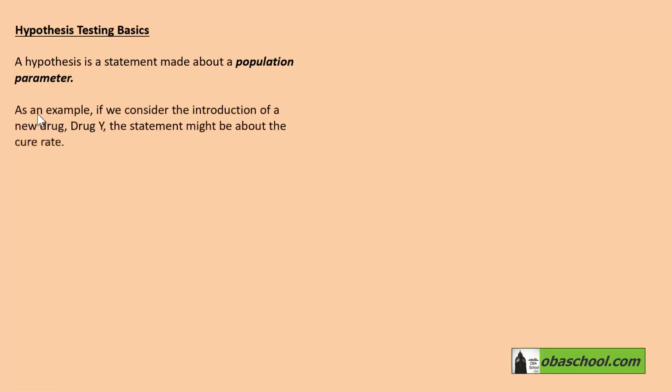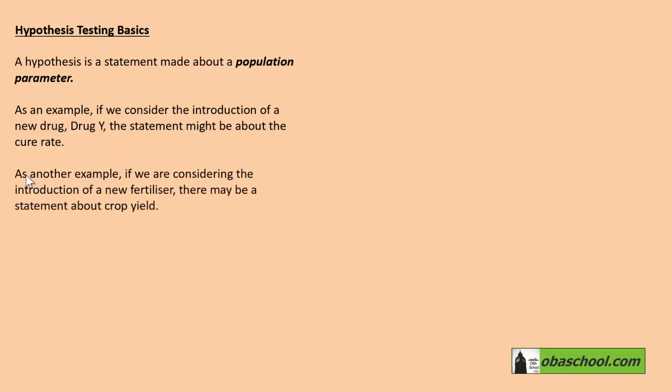Hypothesis testing basics. A hypothesis is a statement made about a population parameter. As an example, if we consider the introduction of a new drug, drug Y, as discussed in the introduction, the statement might be about the cure rate. As another example, if we are considering the introduction of a new fertilizer, there may be a statement about crop yield.